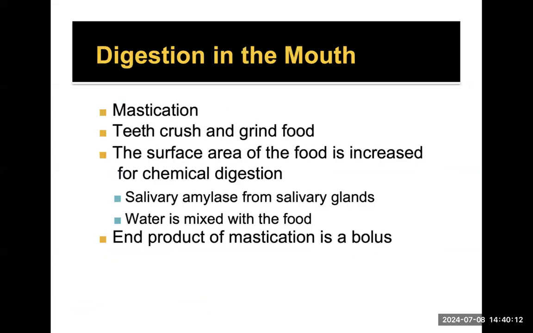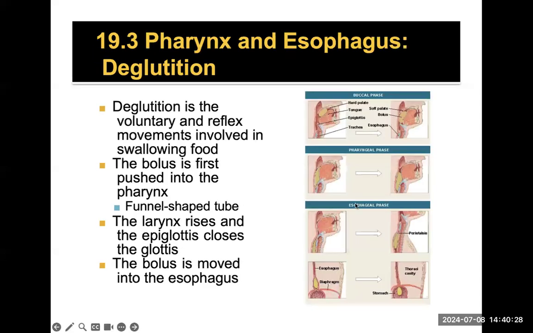Okay, so digestion in the mouth, again, that's mastication. The teeth are going to crush and grind the food. The surface area of the food starts to get increased for chemical digestion. Salivary amylase is going to come help digest the beginning of the carbohydrates. Water gets mixed with it, and then the end product is the formation of a bolus. So a bolus is like a ball of food that had saliva added to it, which is going to begin the process of deglutition, which is basically swallowing.